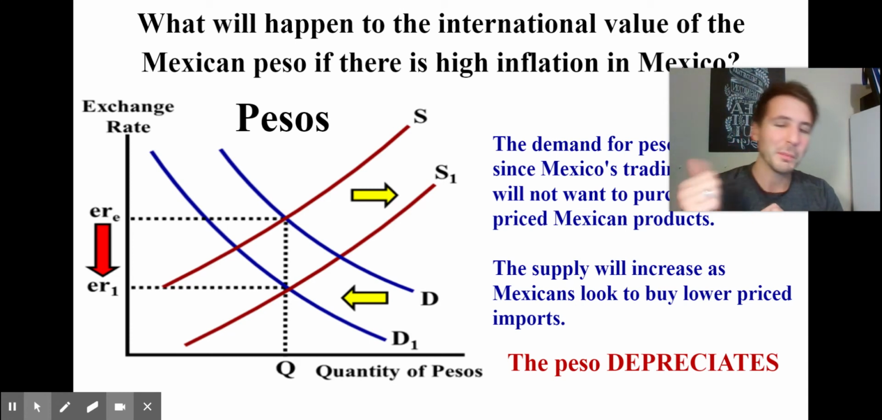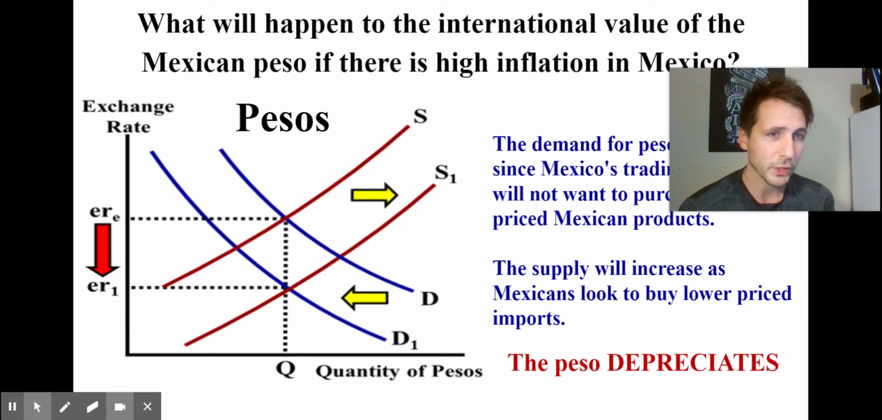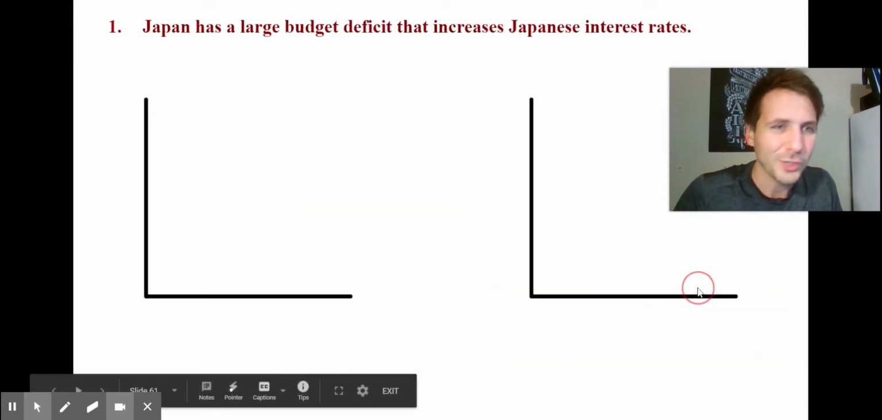So as a result of demand shifting left and supply shifting right, we don't know what the quantity of pesos is going to be. That's indeterminate because quantity went up and then quantity went down. But we do know that the exchange rate is going to go down. And when the exchange rate goes down, we have depreciation of the currency. Double shift, right? Not only does the demand for our goods change with inflation, but the supply of our currency is going to change because we're going to buy more of the imported goods that are relatively cheaper. I know that's kind of roundabout logic. We'll practice this over and over again. It'll be just fine, I promise you.